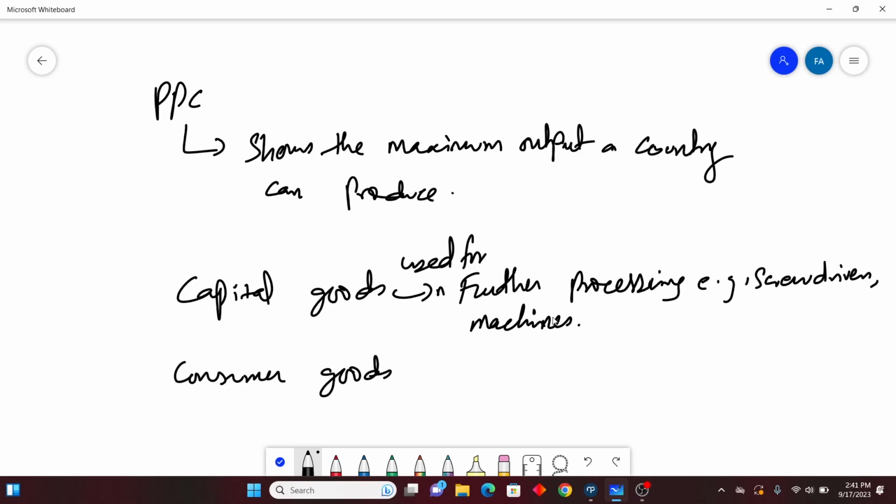Majority of times in the O levels or IGCSE MCQs, you will get that capital goods are machines. That's it. That is the simple formula for capital goods.